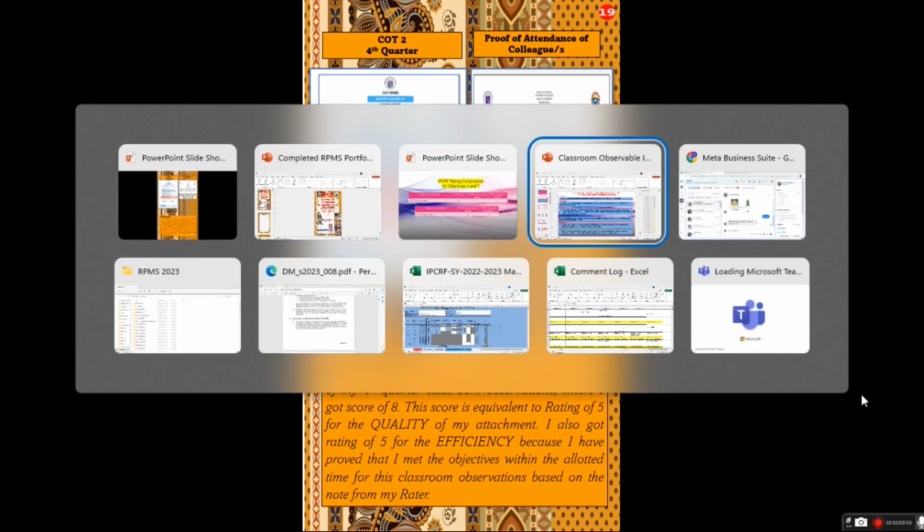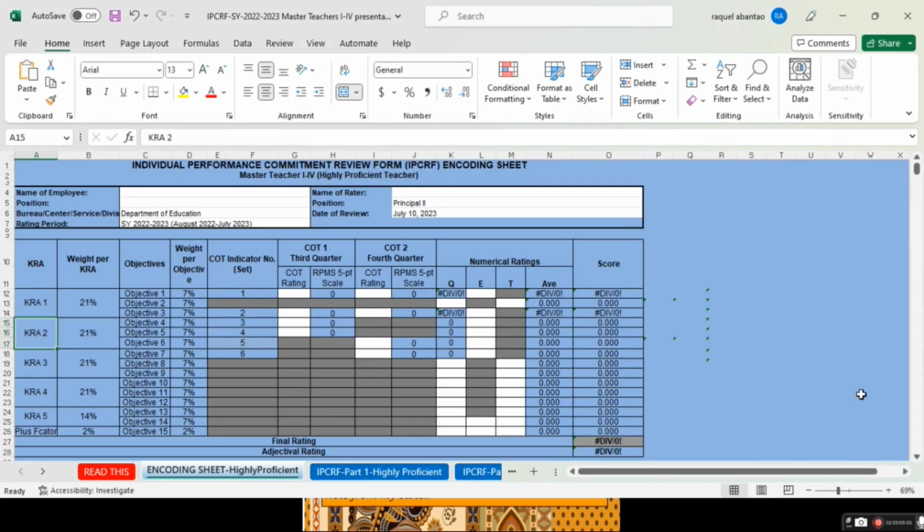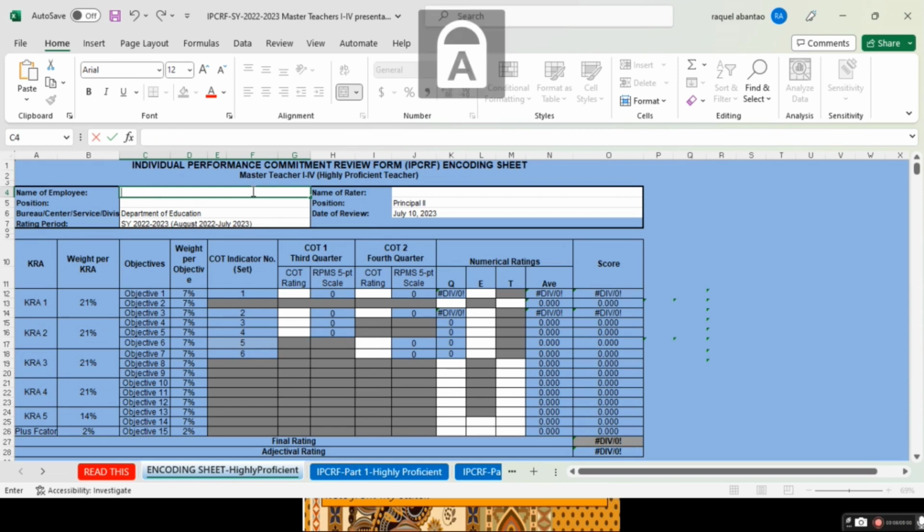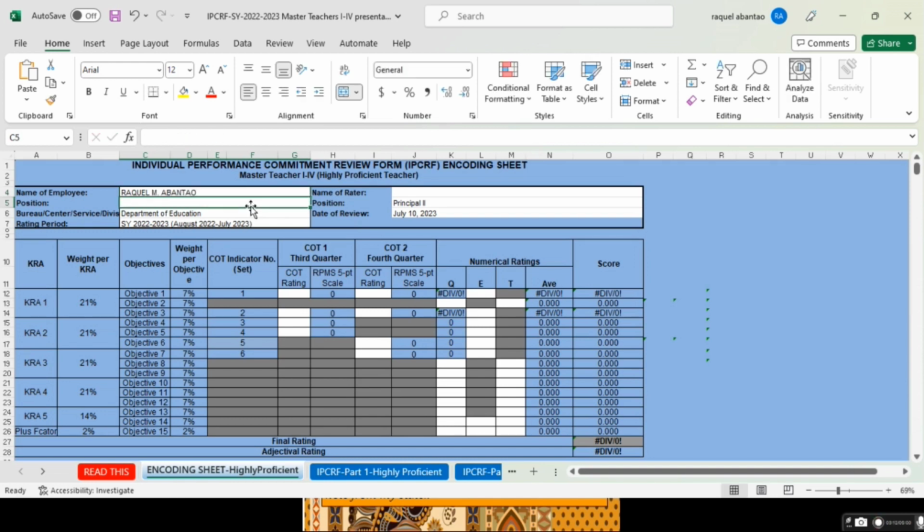We will move now to the encoding of our IPCRF rating sheet. So, ito po yung ating IPCRF rating sheet. I-encode na natin. For example, this is me. This is my IPCRF. Tapos, position, example lang po, Master Teacher 1, kasi for Highly Proficient Teacher too. Dito po, ilalagay natin yung name of our rater, which is our principal or school head. Di ko na po ilalagay yan. Tapos position po, and then the date of review. Let's move on to the encoding of our score.